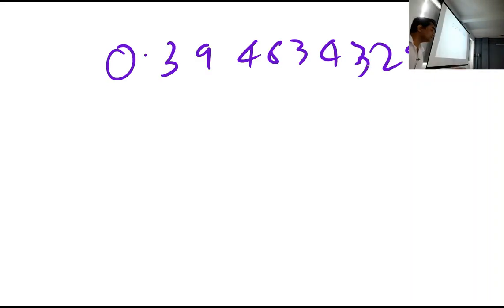We are going to get to a particular number which is 3.946343229 and so on, right? This is the number we want. The gradient which is coming back is 1.